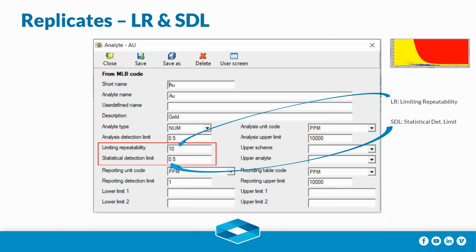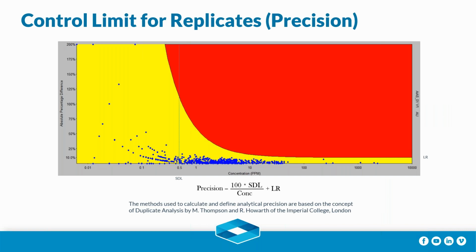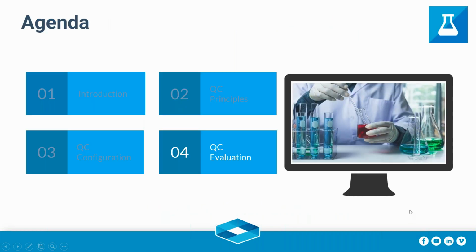And then using these 2 parameters, we can assess the pass or failure of our replicate and our duplicate result using the formula here. Precision, which is represented by this line here, is equal to 100 times our SDL, statistical detection limit, divided by our concentration, plus our limiting repeatability. All right. Okay, so that is a bit of background of our QC module, or the principle that we use.